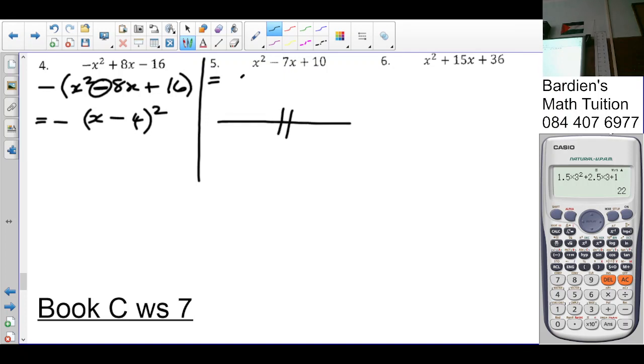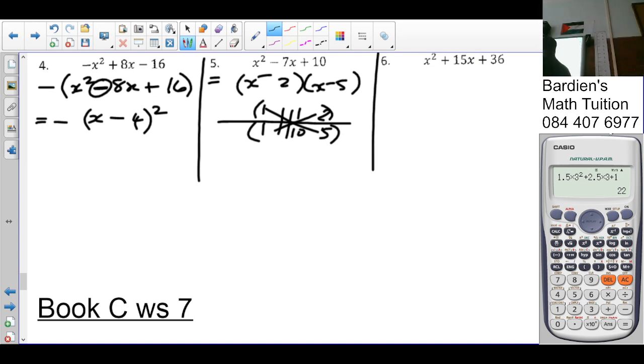What goes on the line? 1 and 1? 1 and 10? 2 and 5. Do we add or subtract the products? We add. 2 plus 5 is 7. So it's an x and a 2, and x and a 5. What about our signs? Same signs. The last term is positive, so both signs are going to be negative. Okay, so the middle term is negative.